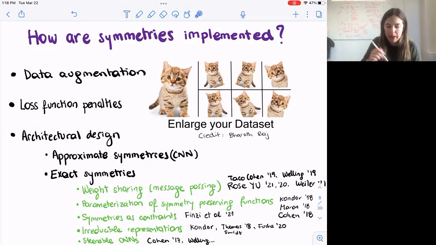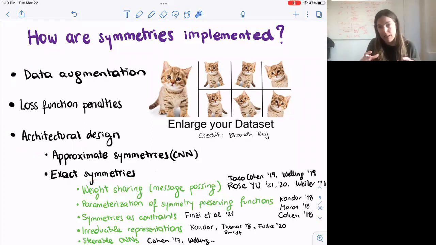But the way we are going to do it, and the way I'm going to describe in this talk, is how can you constrain the class of functions? So how can you parameterize the class of functions that satisfy those constraints? And there are many ways to do it. In particular, we care about exact symmetries.